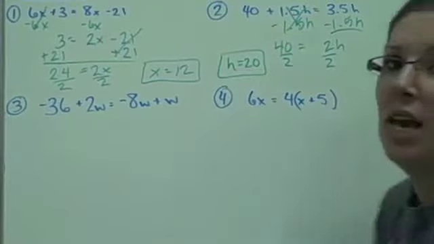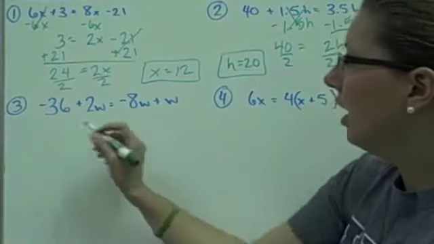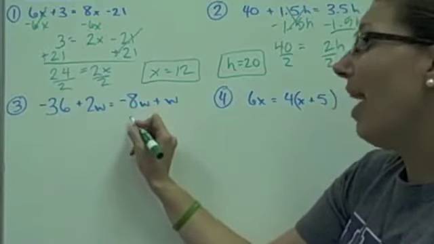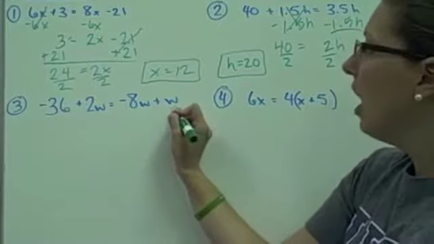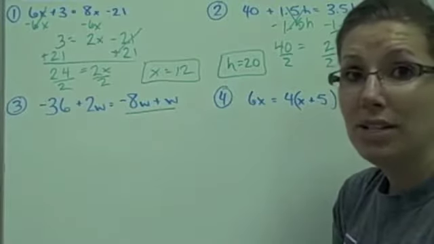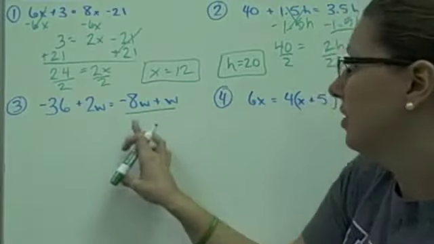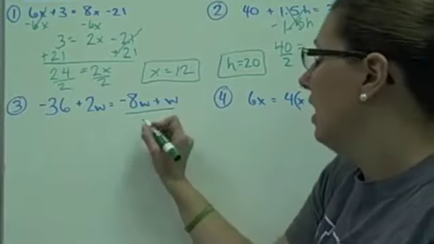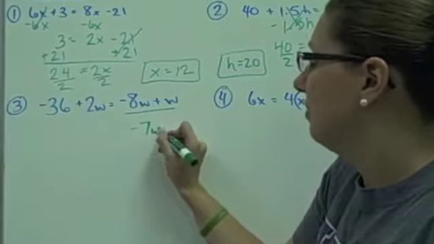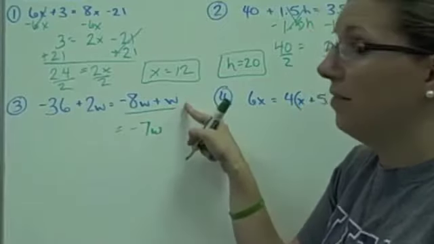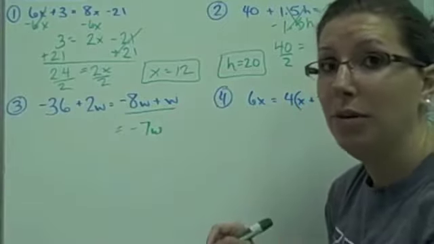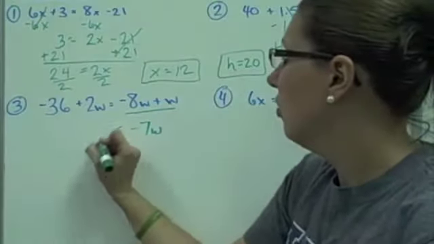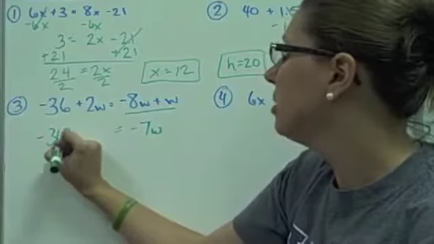Very easy. All right, over here, I've got negative 36 plus 2w equals negative 8w plus w. I need to go ahead and combine like terms on the right side of my problem first. Negative 8w plus 1w is negative 7w. Because remember, if a variable does not have a number in front of it, it's understood that there's a 1 there. So rewrite what I didn't use.